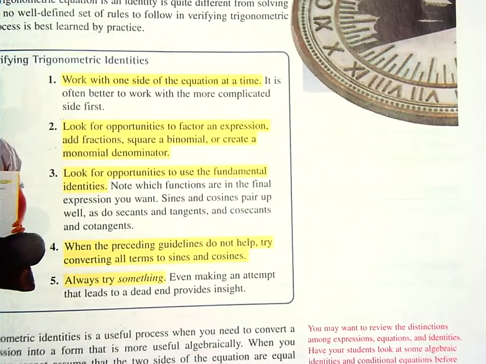3, you're going to look for opportunities to use fundamental identities. So we want to use all those trig identities that we've been working with the past 2 days. 4, when the preceding guidelines do not help, try converting all terms to sines and cosines. Sine and cosine really kind of break it down to the simplest forms, and they always work out a lot nicer. And then 5, just try something.